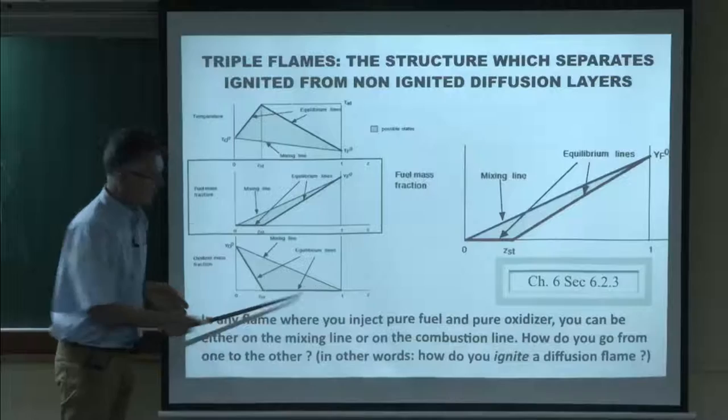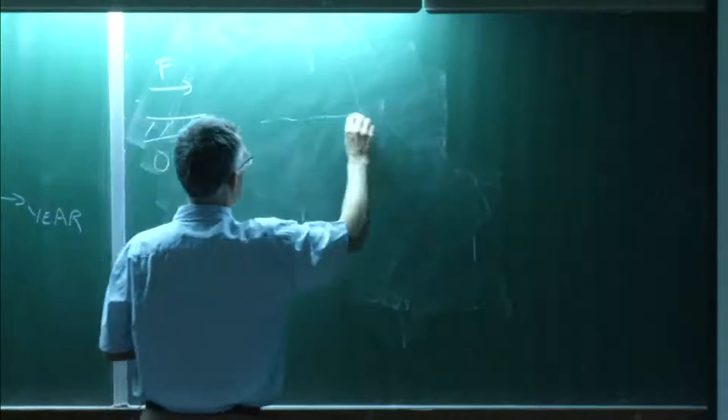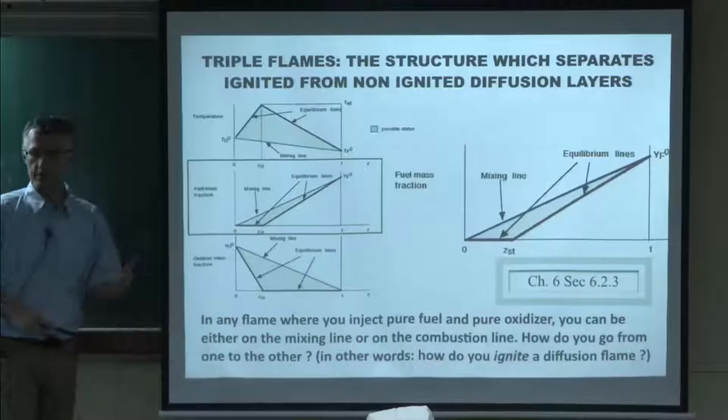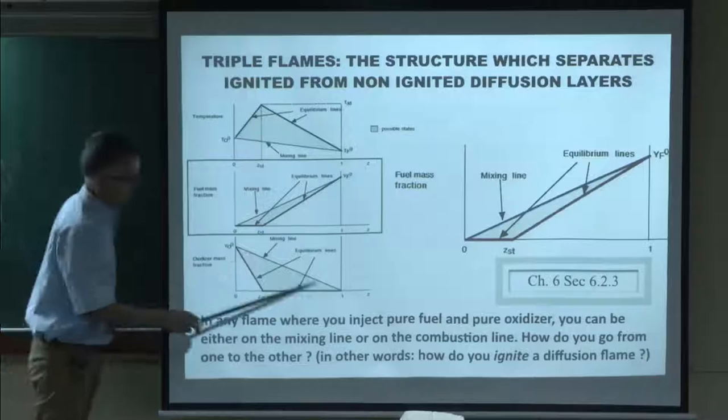Which is another way of saying, if I have now a classical diffusion flame structure, I'm injecting fuel and an oxidizer, and here I know that if this flame ignites, here I will have a state which corresponds to this state. The flame will be burning. But then, just at injection here, things are not ignited yet. So here I should be on the mixing line. So how do I go from the mixing line to the equilibrium lines?